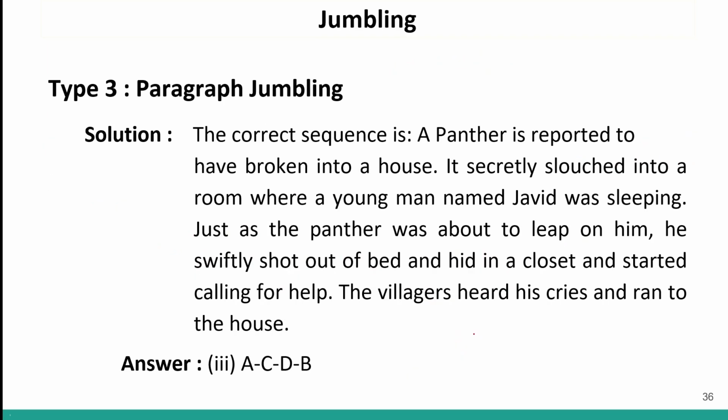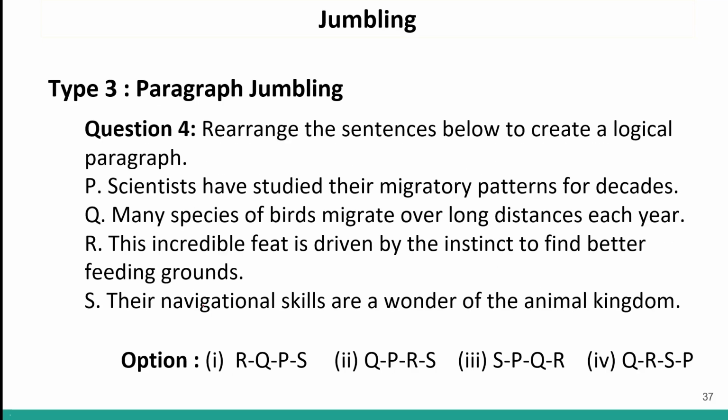This will be the final paragraph. A panther is reported to have broken into a house. It secretly slouched into a room where a young man named Javed was sleeping. Just as the panther was about to leap on him, he swiftly shot out of bed and hid in a closet and started calling for help. The villagers heard his cries and ran to the house. This will be the final correct sequence of the parajumbles.